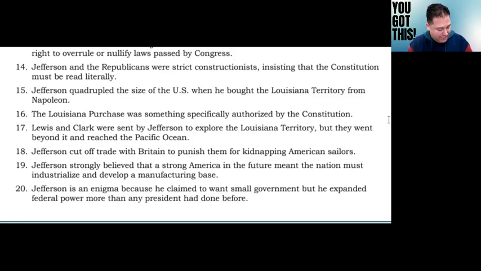And then finally, number 20, Jefferson is an enigma, which means he's a puzzle, a riddle, because he claimed to want small government, but he expanded federal power more than any president had done before. Number 20, that is true. Jefferson was an enigma. He was a puzzle. He was a walking contradiction, because on the one hand, he says he wants small government, but he used the power of the presidency to interpret in the Constitution the power to double the size of the United States.